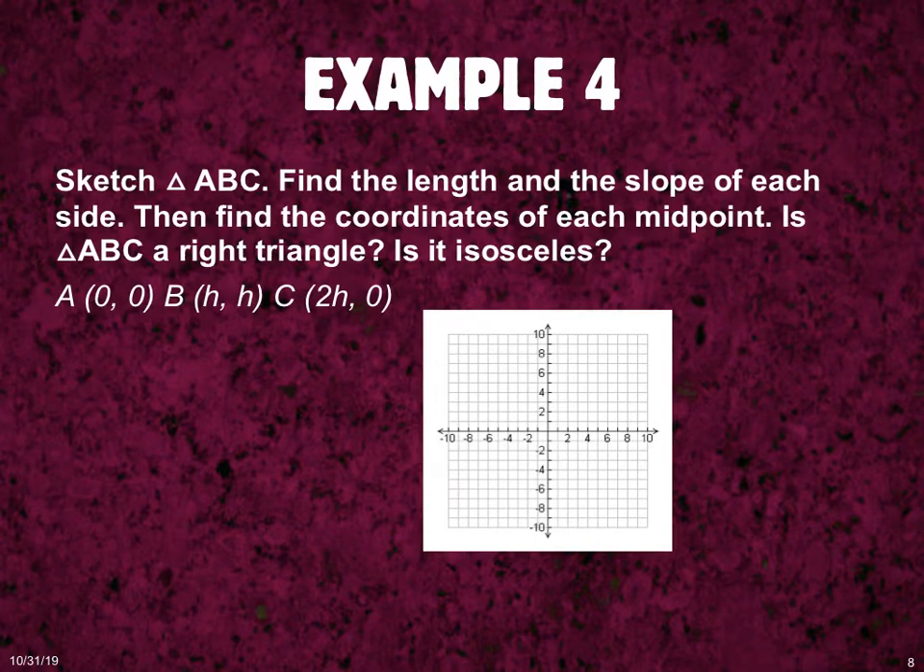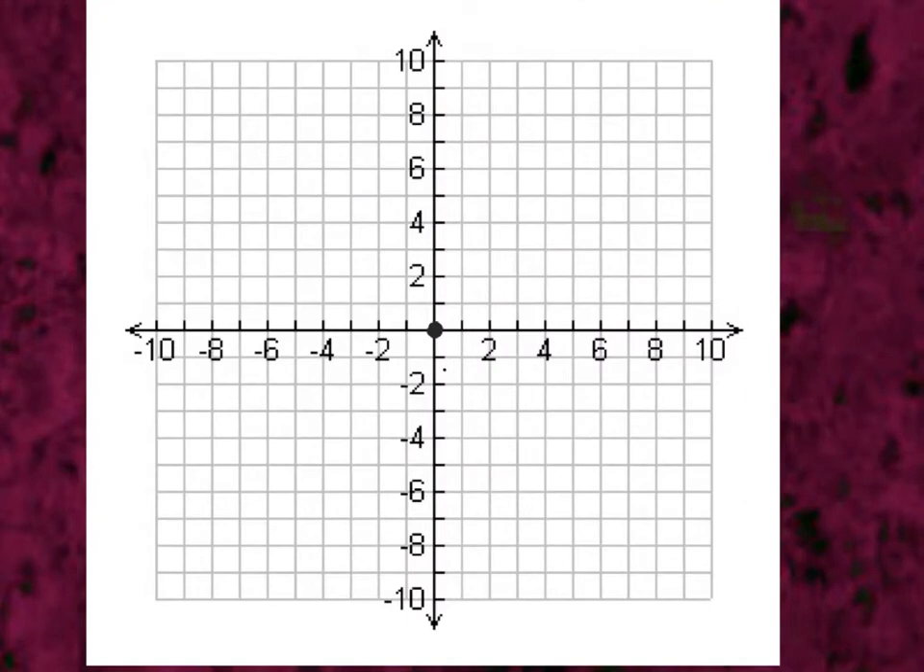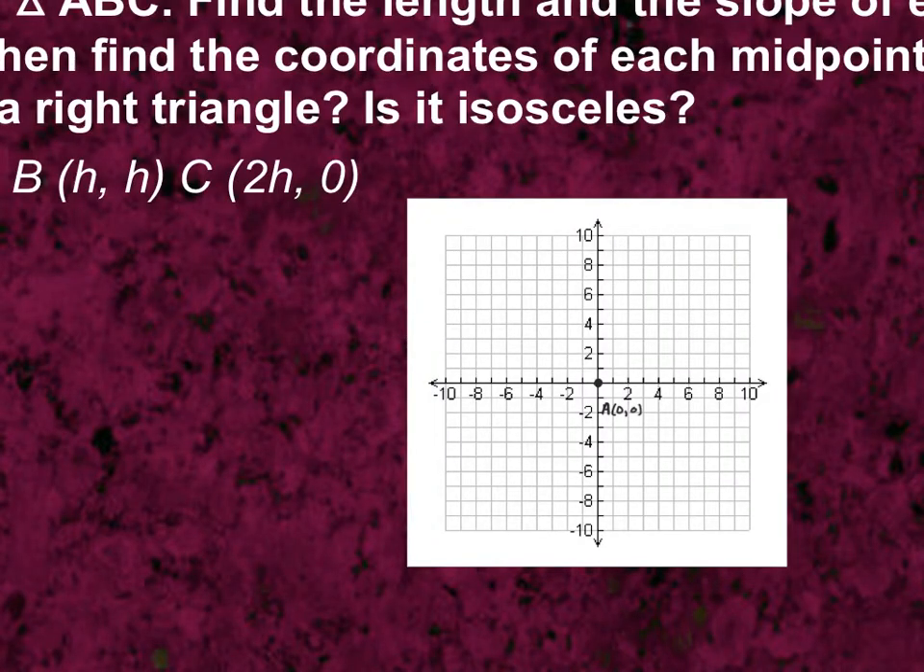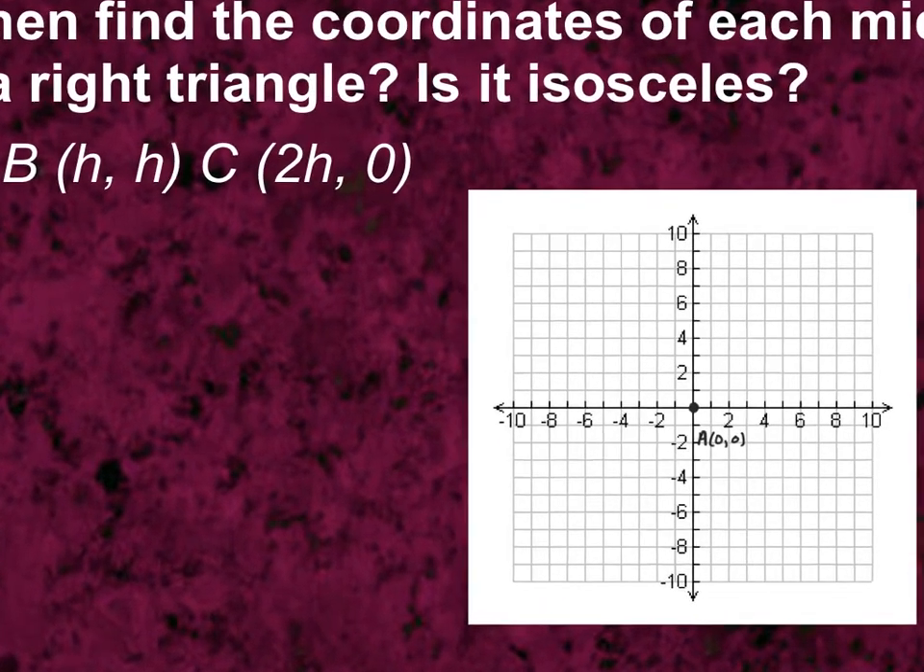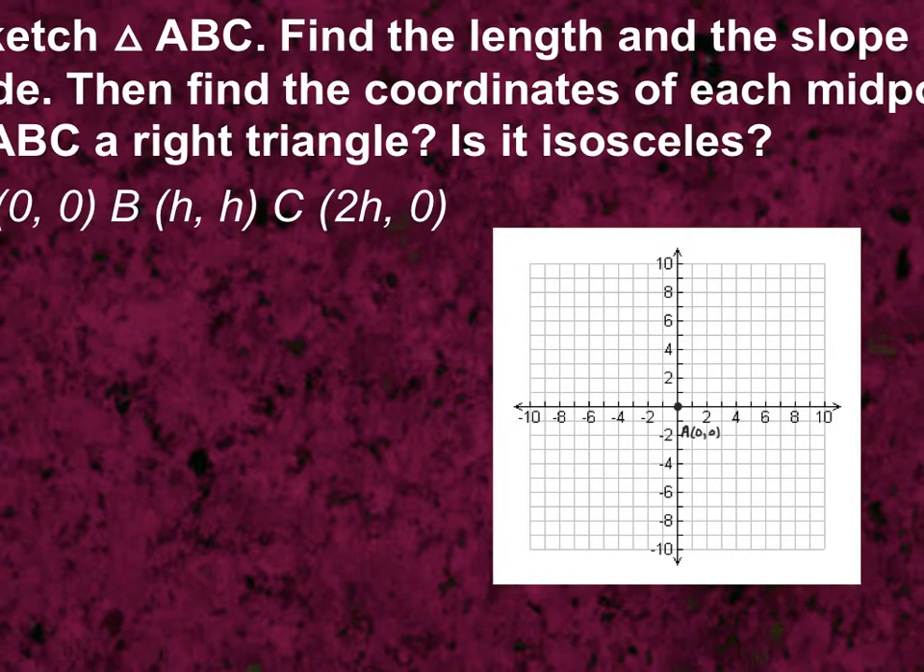So I'm going to put on these points here. We've got A is equal to 0, 0. So that's 1 point in our triangle there. There's A at 0, 0. And we've got B, which is at H, H. So it's a certain amount of units to the right and a certain amount of units up. Now, I don't know what that is. H is not a number, it's a variable.